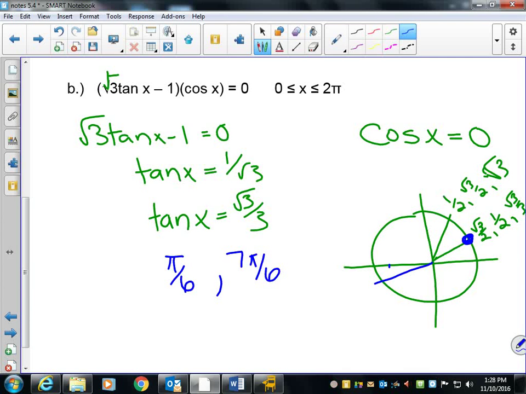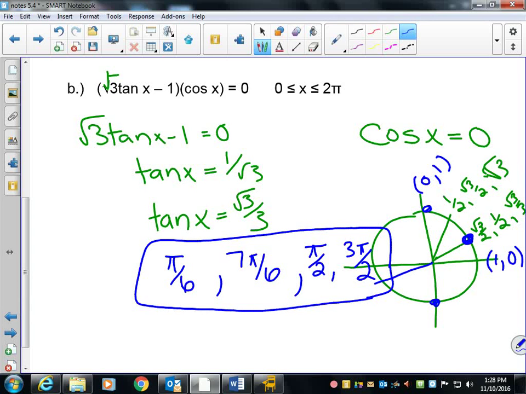Okay. Now where is cos equal to 0? This is 1 comma 0. So this is here, pi halves, and down here, 3 pi halves. Everyone has different minds, and everyone remembers things differently. It's okay. Here's our answer. Those are our 4 answers where it falls in.